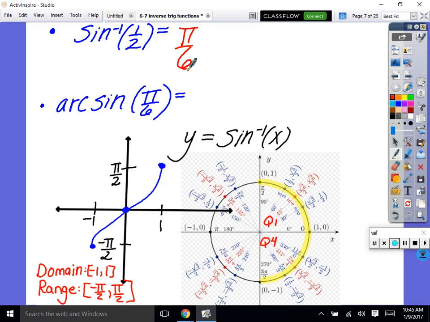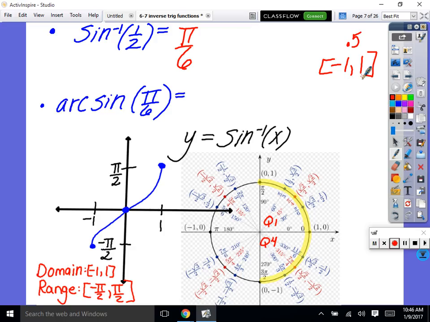Now we can, pi over 6, type it into your calculator. Pi divided by 6. What number is that? Let's see if it's in our domain. 0.5. So it is in our domain, because our domain for sine inverse is between negative 1 and 1. So it's about 0.5. So this would be one where you would use your calculator, because we can't use our unit circle.